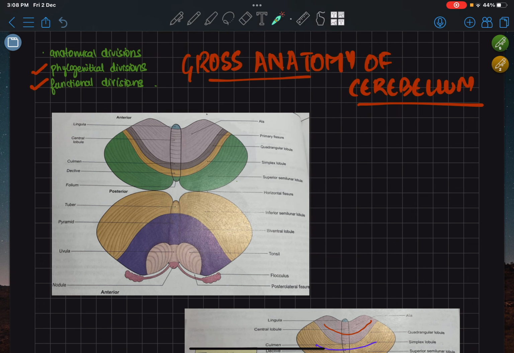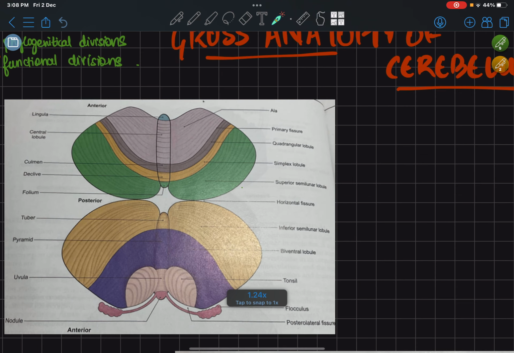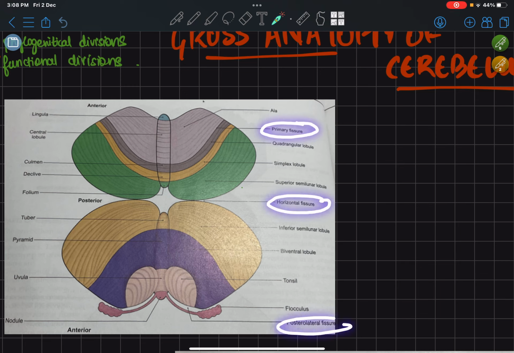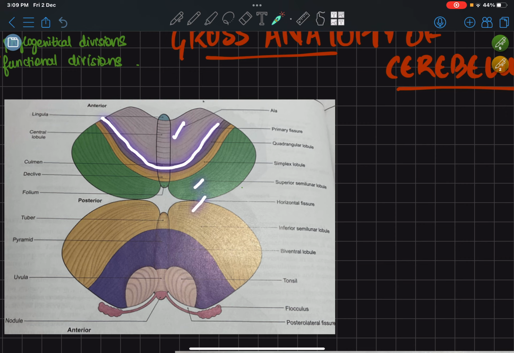So when we talk about the anatomical divisions, it's pretty easy. In this picture you can see three fissures: the primary fissure, the horizontal fissure, and the posterolateral fissure. The primary fissure divides the cerebellum into an anterior lobe and a posterior lobe. So this whole purple region becomes the anterior lobe, and this whole region, whatever is left out, is the posterior lobe. It is called the posterior lobe as well as the middle lobe. Both are the names given to it.